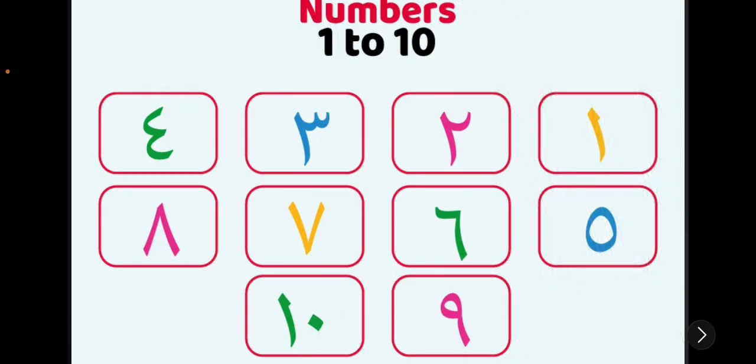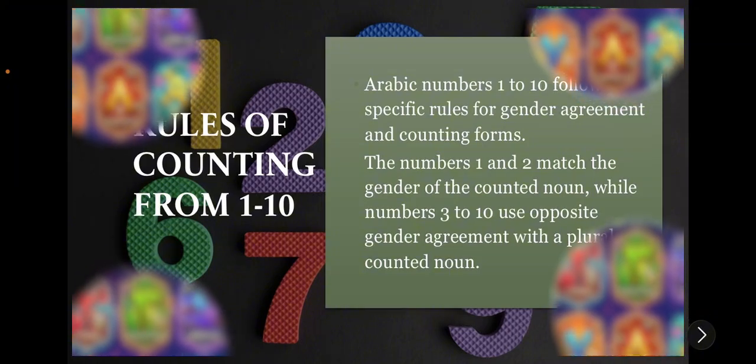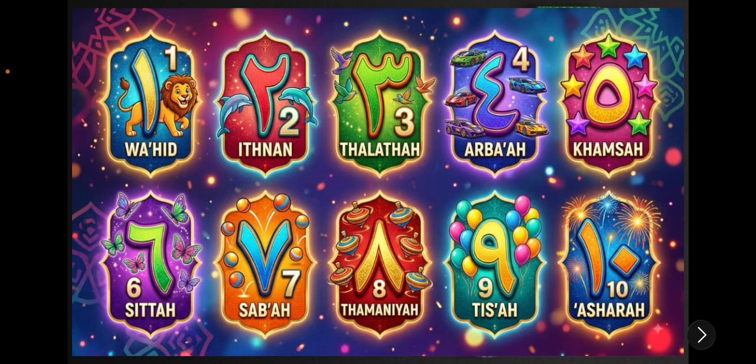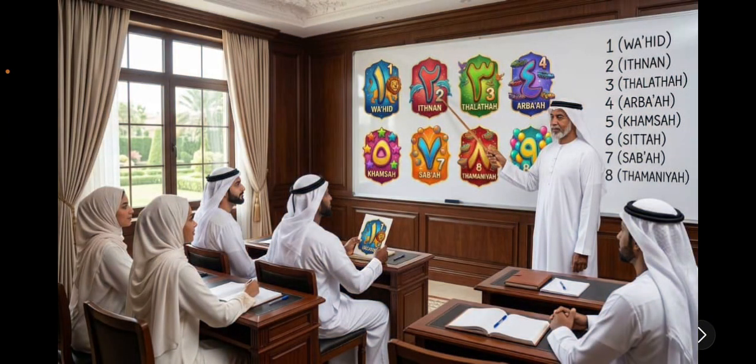The rules for counting from 1 to 10 are summarized as follows. First of all, you need to understand that Arabic numbers from 1 to 10 follow specific rules, and especially they have gender agreement because Arabic is a gender-oriented language. So there must be certain rules, and these rules must obey the gender agreements in Arabic. As for numbers 1 and 2, the numbers and the object counted must agree in gender. And from 3 to 10, they must be opposite in gender, and they must be plural. Now let's look at these rules properly.